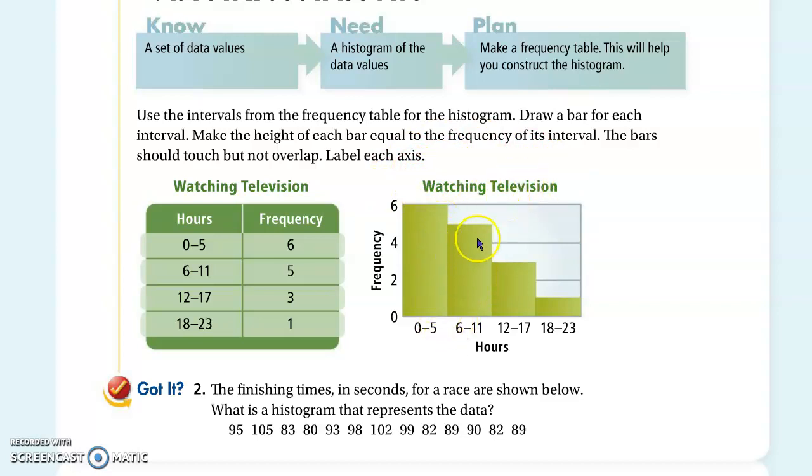Right? And then they just graphed it, and they just made sure that 6 was the frequency of people that watched this much, and so on. So really, not too hard. You take the information, you put it into a frequency table, and then you can make an appropriate histogram.